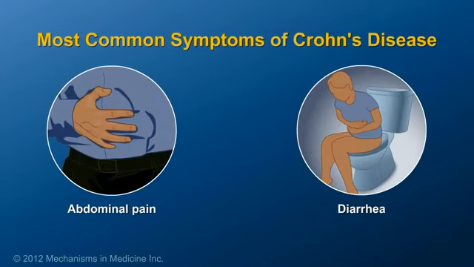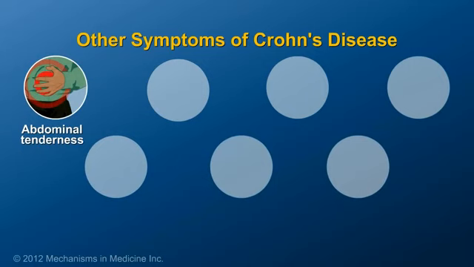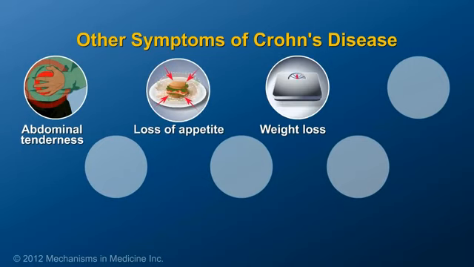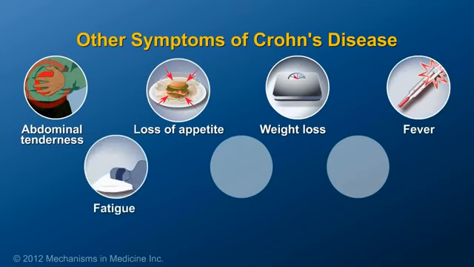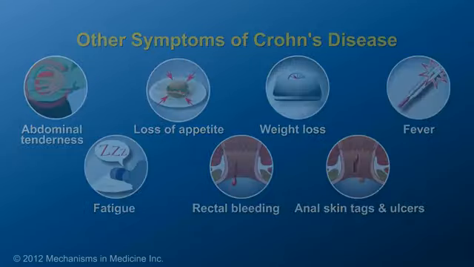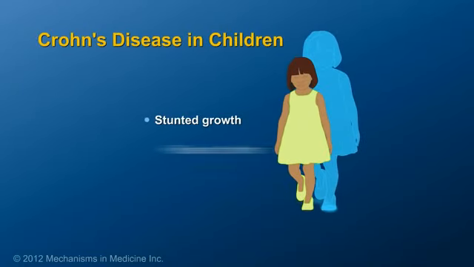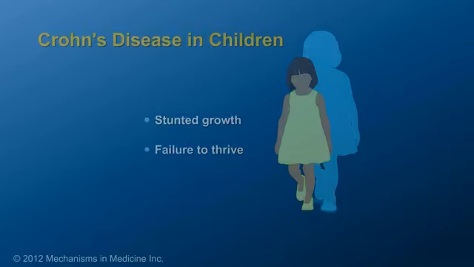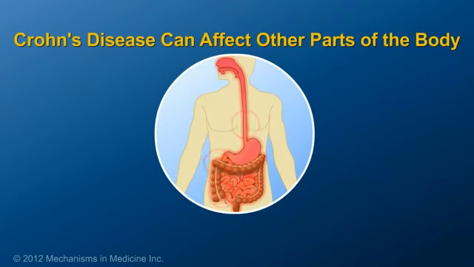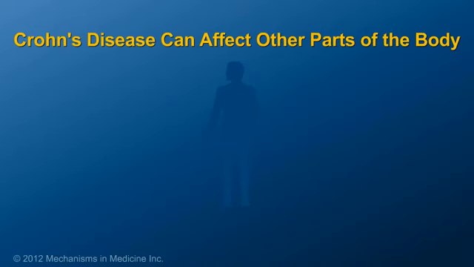Most patients with Crohn's disease have abdominal pain and diarrhea. Other symptoms related to the GI tract can include abdominal tenderness, loss of appetite, weight loss, fever, fatigue, rectal bleeding, anal skin tags, and ulcers. In children, Crohn's disease may result in stunted growth and a failure to thrive, even if GI symptoms are not present. In addition to symptoms involving the GI tract, Crohn's disease can affect other parts of the body.